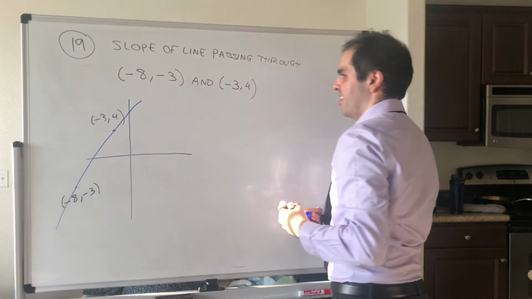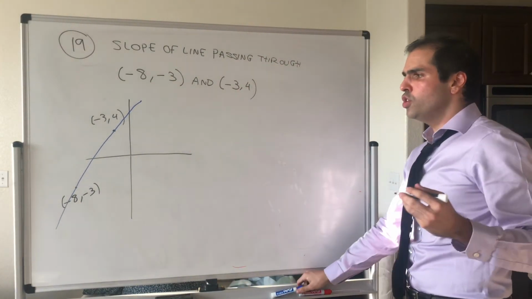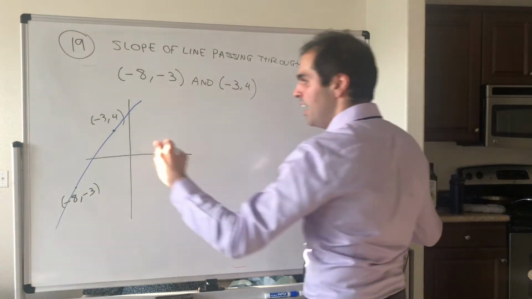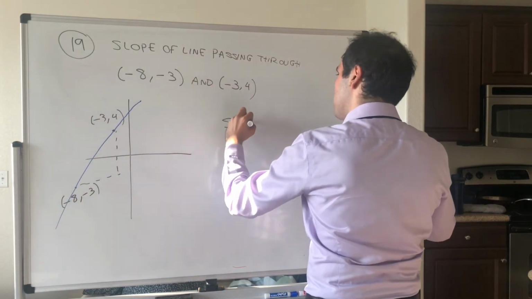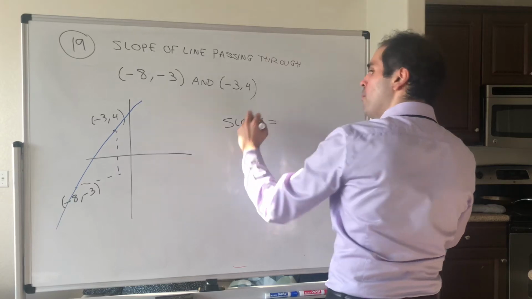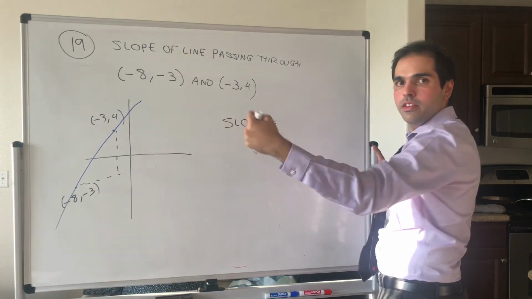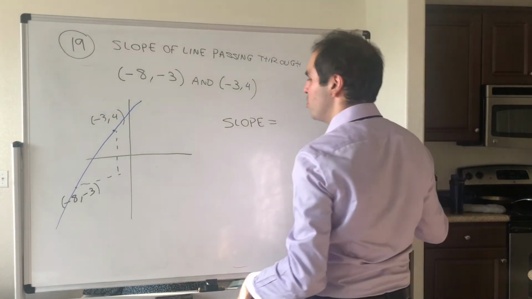So kind of this line. And the question is, how do you find the slope of the line? So it's always rise divided by run. In other words, how much did the line go up divided by how much did you go to the right?